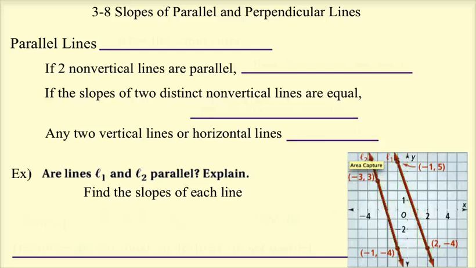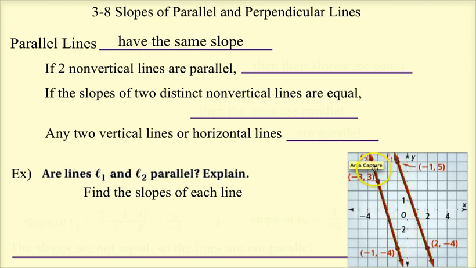This is lesson 3-8, and we're going to talk about the slopes of parallel and perpendicular lines. We've already defined parallel and perpendicular lines, and you'll see that each of them has slopes which are unique to them. Parallel lines have the same slope, and if you think about that, that makes sense, because parallel lines are two lines in the same plane that will never intersect, and the slope is how steep it is.